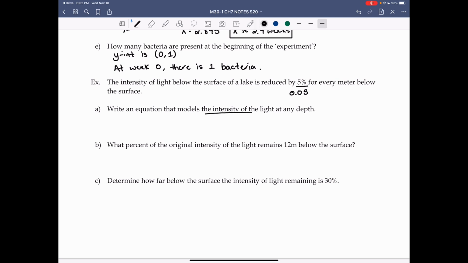The intensity of the light at any depth, that would be the light remaining. We know that the light decreases by 5% for every meter. So the remaining amount of light at each meter would be 100% minus 5%, which is 95%, which as a decimal is 0.95. Then we would have y, which is the amount of light remaining, is equal to 0.95, the amount of light remaining for each meter of depth, to the power of x, the number of meters of depth.